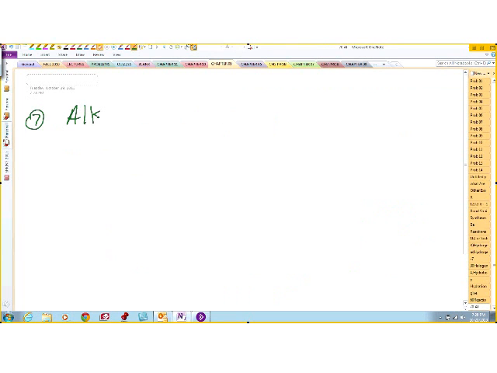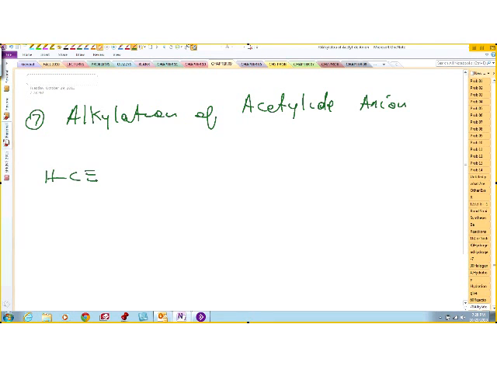Page 7. Alkylation of acetylide ion. We could take this acetylide ion. You know how we make that now. Take potassium acetylide, for example, and we could take methyl bromide or any alkyl halide.